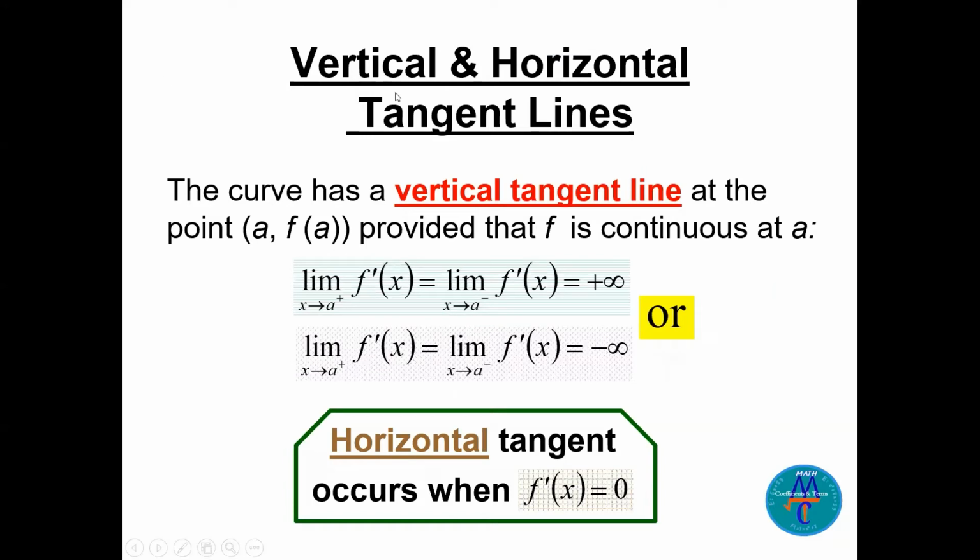Just to review here with you, vertical and horizontal tangent lines. The easy one is the horizontal tangent, which occurs when the derivative is equal to 0. But the vertical tangent occurs when the limit from the right or left of f prime is plus infinity or minus infinity. Remember, the limit of the derivative will be plus infinity or minus infinity.